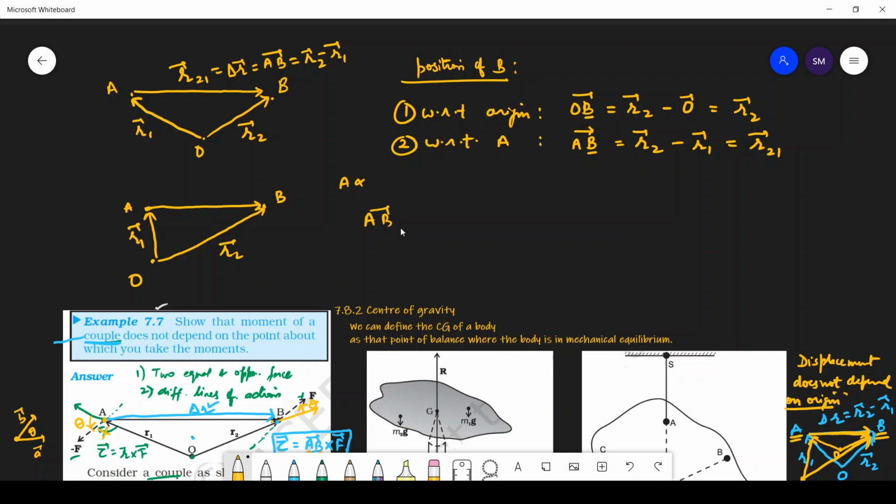See, A and B, these two points are fixed. So AB vector means what? Its magnitude is equal to AB, it will remain the same. And its direction is, suppose this is the x-axis, so this will also be the x-axis. A and B are fixed.